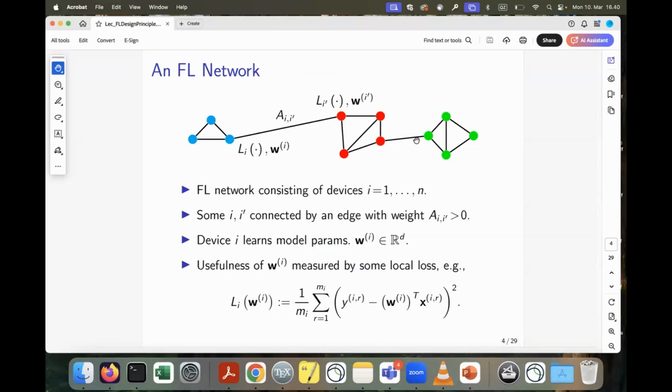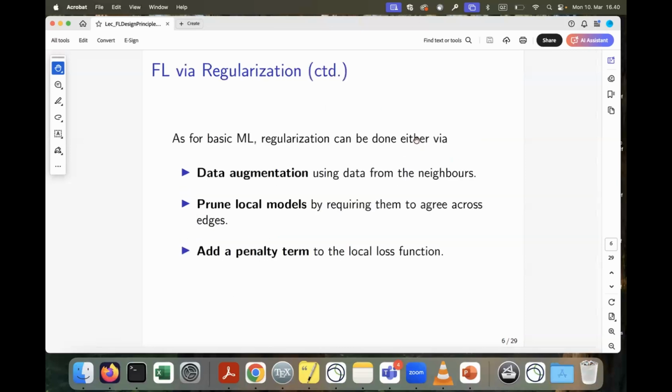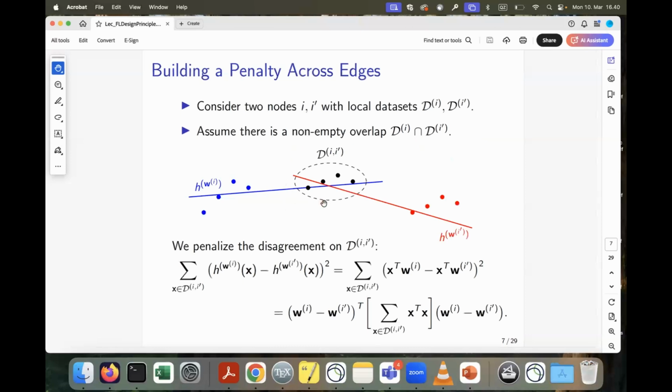That, for example, you can try out in your federated learning project, you can try out different constructions of these test sets. Does any one of you have some intuition or some idea how to build such a test set between two nodes in a federated learning network?